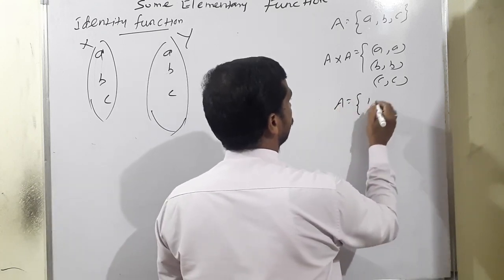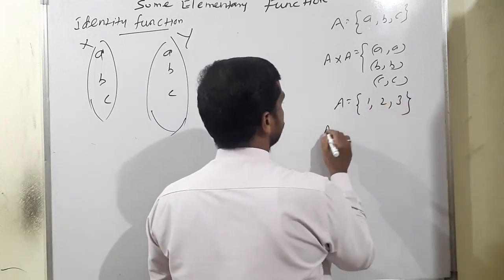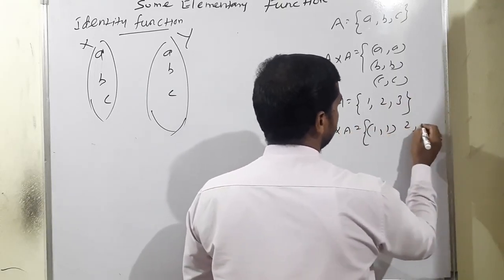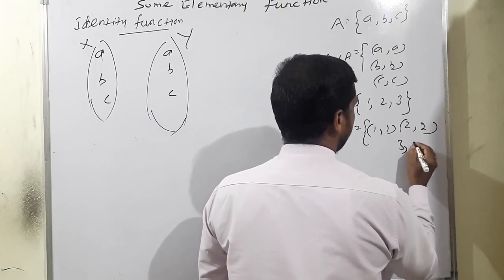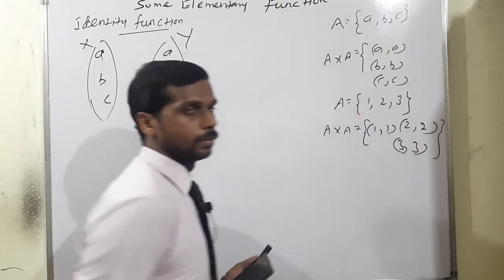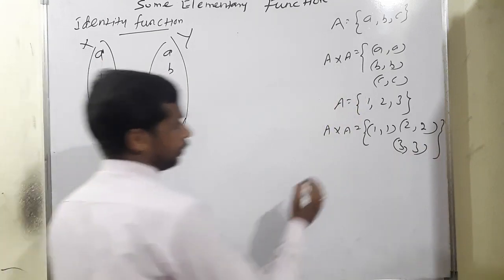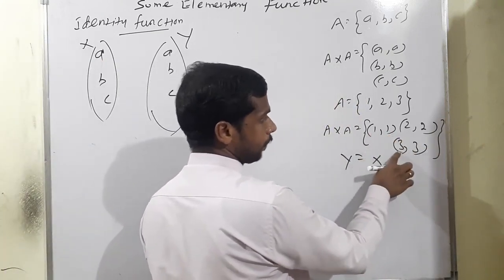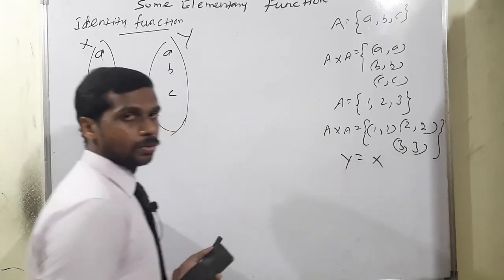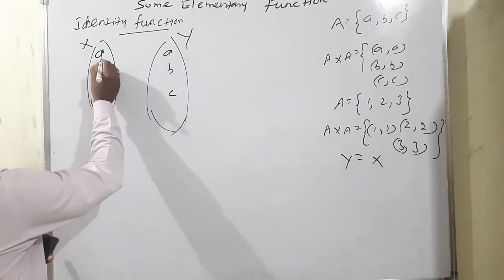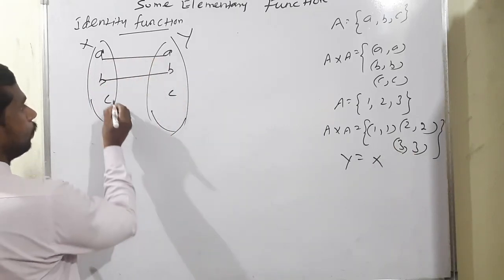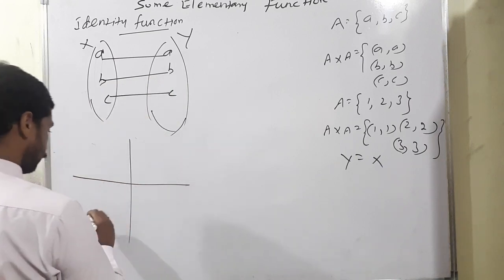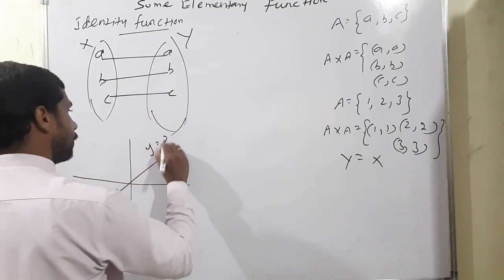For example, how to apply in numbers? So A is equal to 1, 2 and 3. Then A into A means definitely what values will come? 1 comma 1 is possible, 2 comma 2 is possible and 3 comma 3 is also possible. This is the term of identity. Why? Look at it, y is equal to x, isn't it? So x is 1 means y is also 1. X is equal to 3 means y is also 3. So A is related to A, B is related to B, and C is related to C.